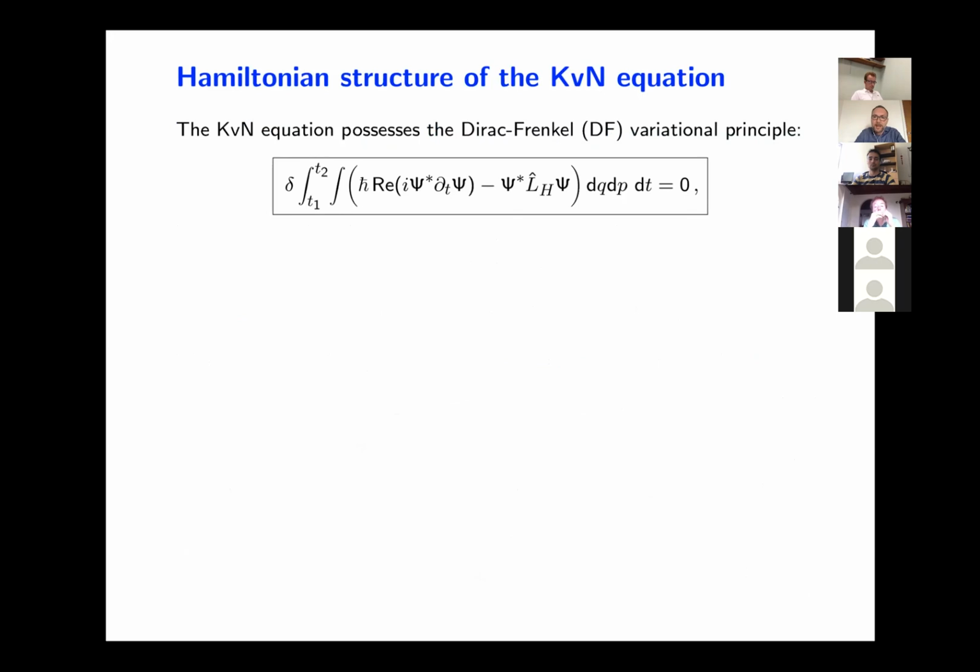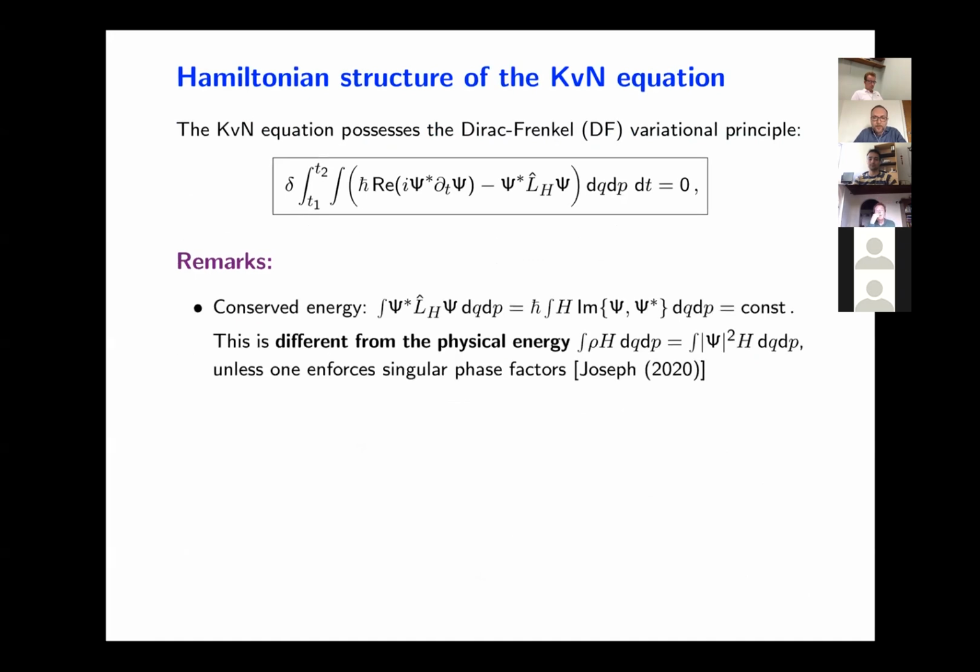So this is the Dirac-Frenkel Lagrangian, which is well known to most quantum chemists. And let's make some comments just by looking at this Dirac-Frenkel Lagrangian. So first of all, we notice that the total energy here involves a different distribution than the one that's prescribed by the KVN theory. And unless one enforces singular phase factors, this may be an element of ambiguity. And I refer to Elon Joseph's talk from last year.